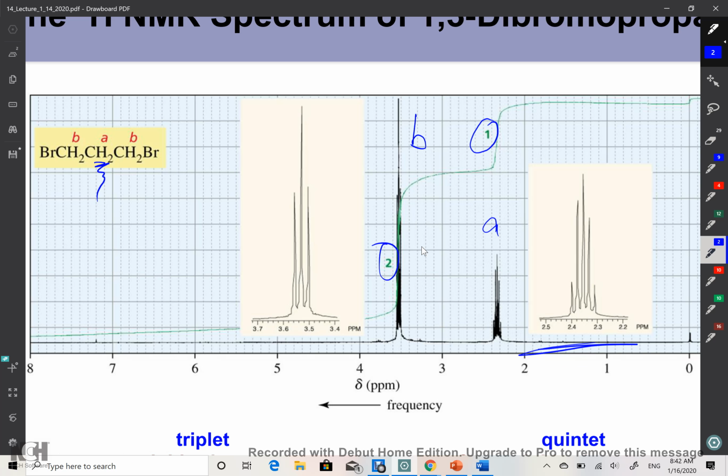Now B, how many protons are neighboring B? 2. Does that make sense? You only have 2 protons neighboring B. And so we expect now B to be a triplet. Does that make sense?